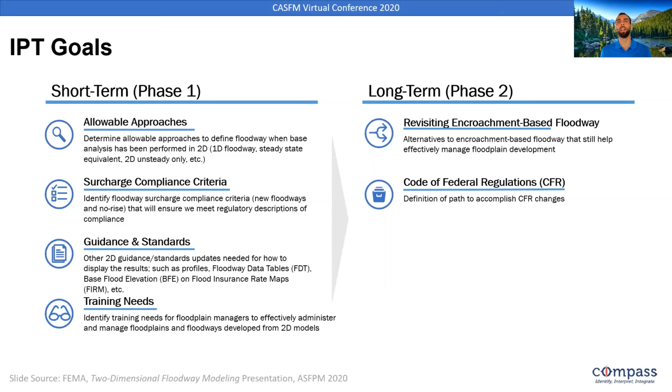In the future, FEMA is looking at additional questions that have more long-term implications. Those include revisiting whether or not an encroachment-based floodway is the best approach, and if it's not, what alternatives might be available. And based off of that, looking at whether or not changes to the Code of Federal Regulations may be required based on how floodways may be defined in the future.